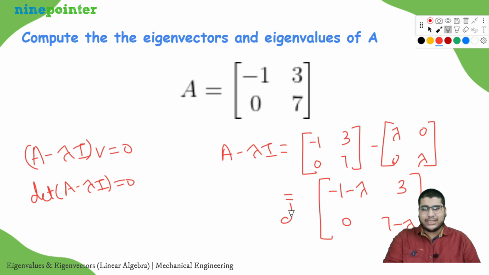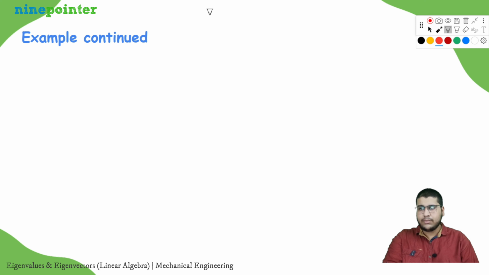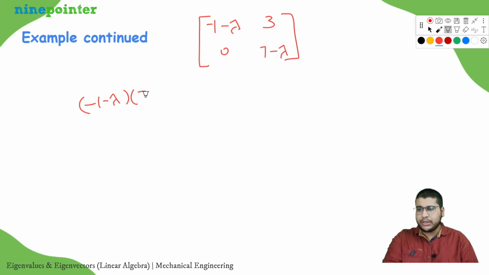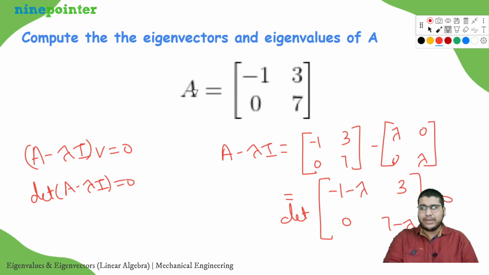Now all we have to do is set the determinant of this to 0. Alright. So let's do that. We start with the matrix minus 1 minus lambda, 3, 0 and 7 minus lambda. So we multiply the diagonal terms first, computing the determinant. Solving this, we get lambda equal to minus 1 and lambda equal to 7. Now we have the two eigenvalues corresponding to this matrix A. We have lambda 1 equal to minus 1 and lambda 2 equal to 7.